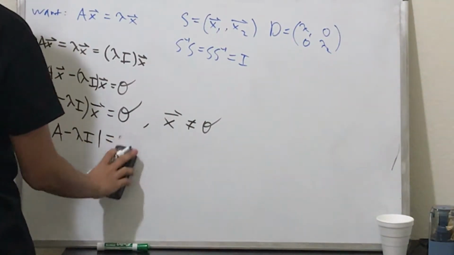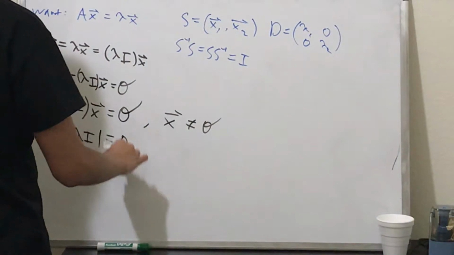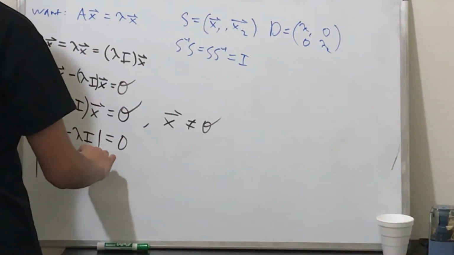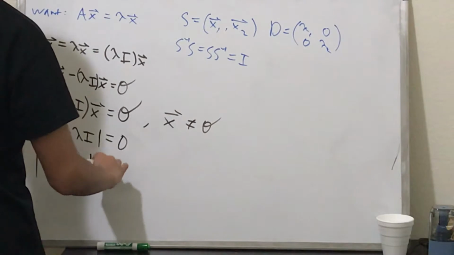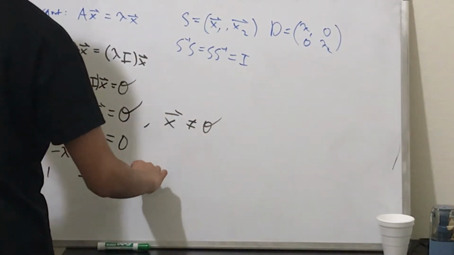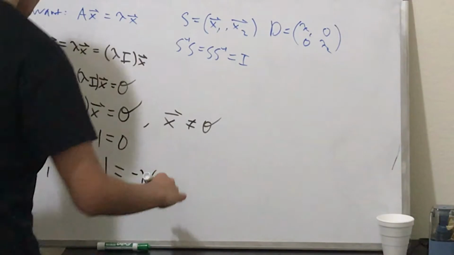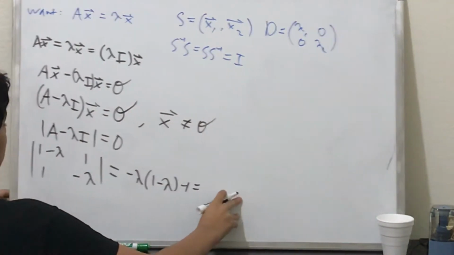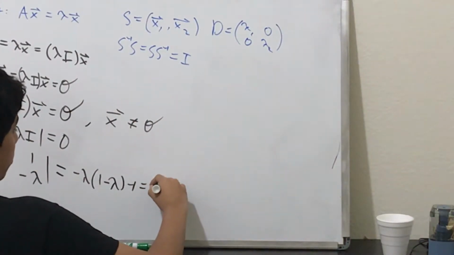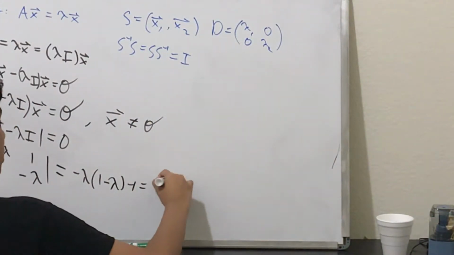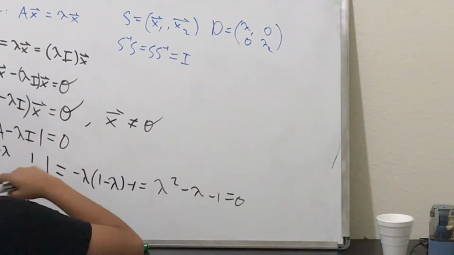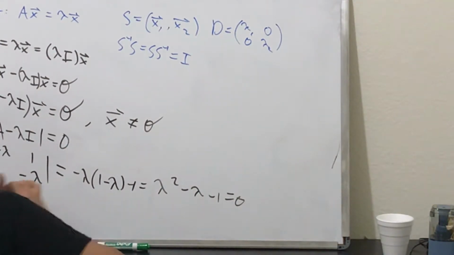Now you can do some computation. This determinant turns out to be the determinant of 1 minus lambda, 1, 1, and negative lambda. This is equal to negative lambda times 1 minus lambda, minus 1. And this is going to be, negative turns to positive, lambda squared minus lambda minus 1. And this is all equal to 0. This is our characteristic polynomial.